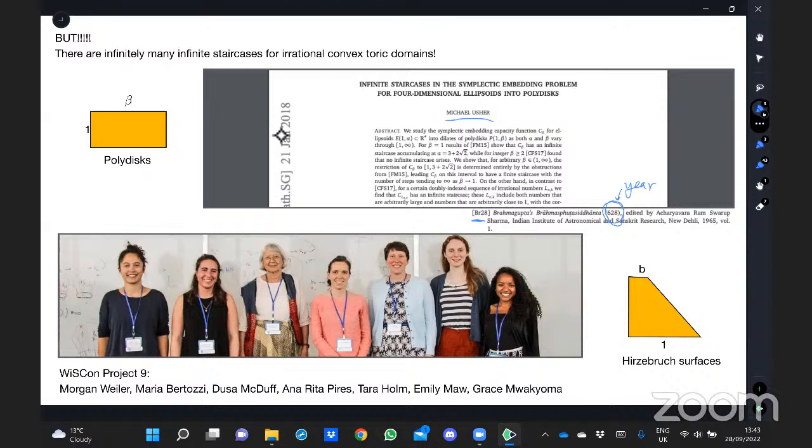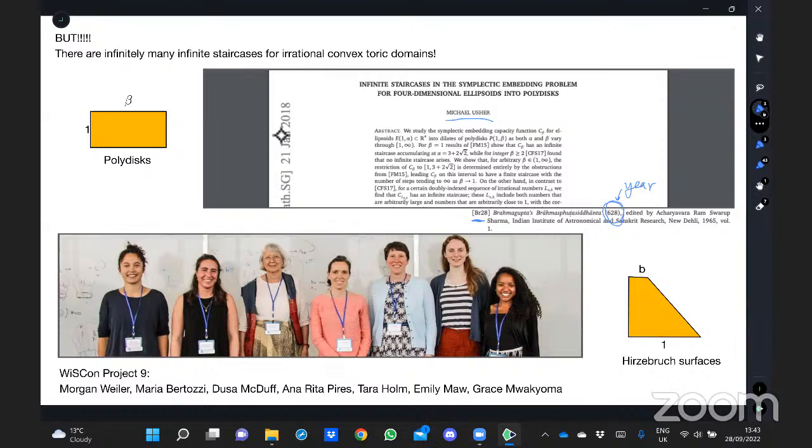And so then after that paper came out, we, being all these people here, and I should maybe explain why we are all in the same picture, why we're all wearing a lanyard, and why we're all women.